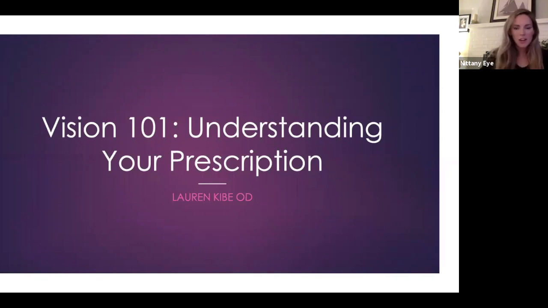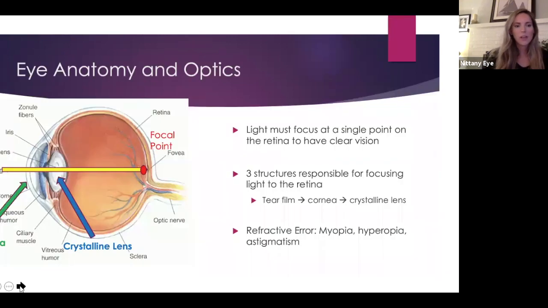So to start here, let's see if I can get this to work. There we go. So to start, I'm going to go over some eye anatomy and optics. Light has to focus on a single point on the retina to have clear vision, and we call that point the focal point. There are three structures responsible for focusing light on the retina. First, light passes through the tear film, then through the cornea, and then through the crystalline lens.